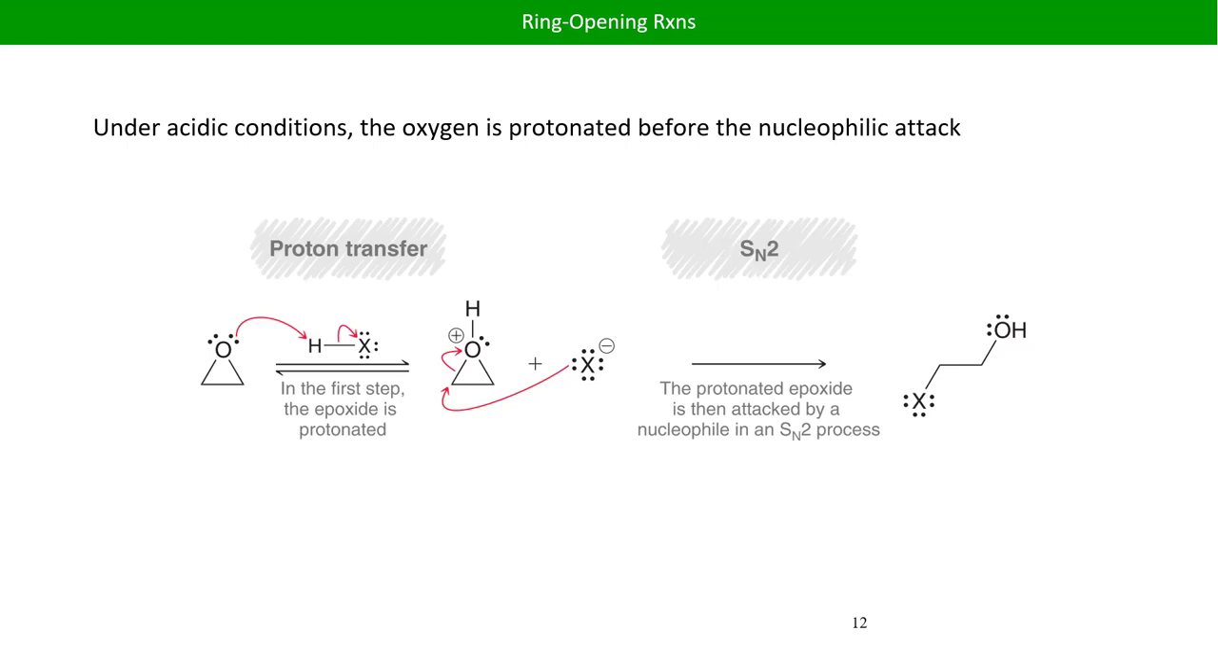So basic conditions favor using a strong nucleophile, which makes sense because all of our best nucleophiles are bases. If you want to use a weaker nucleophile, you just do it under acidic conditions and the order of the steps flips. You do the proton transfer followed by the ring opening step instead of the other way around. And so that one really is the same as an acidic cleavage, like identical, right?